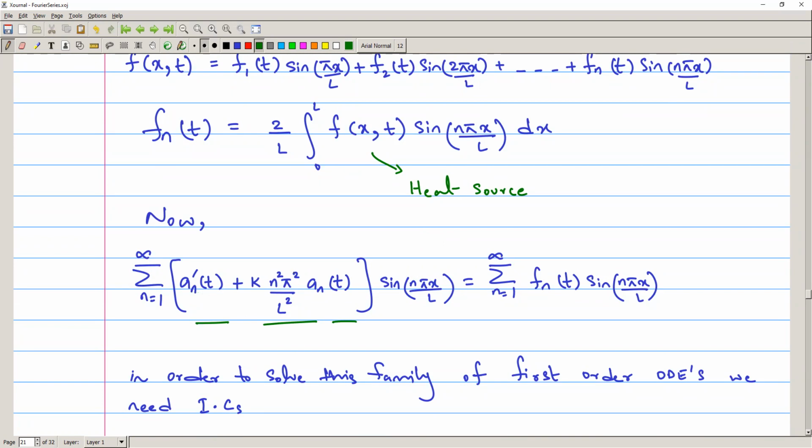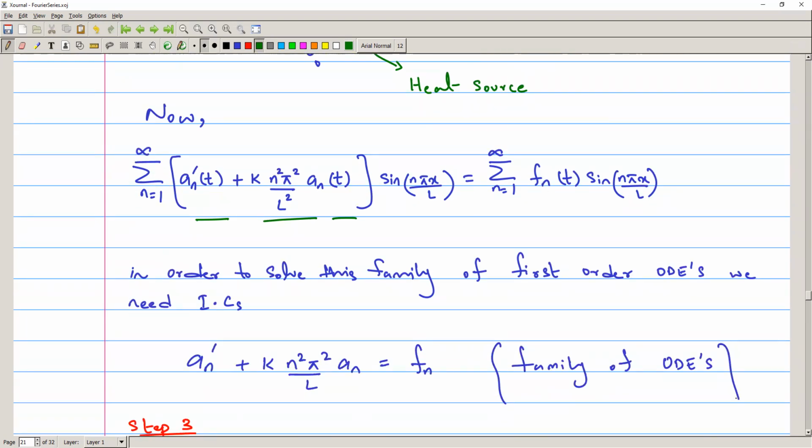Now from here we are going to generate the family of ordinary differential equations. Then we need to find the initial conditions, and then we will solve these families of ordinary differential equations to find the general solution for the problem, right? So in order to solve this family of first order ODEs, we need initial conditions.